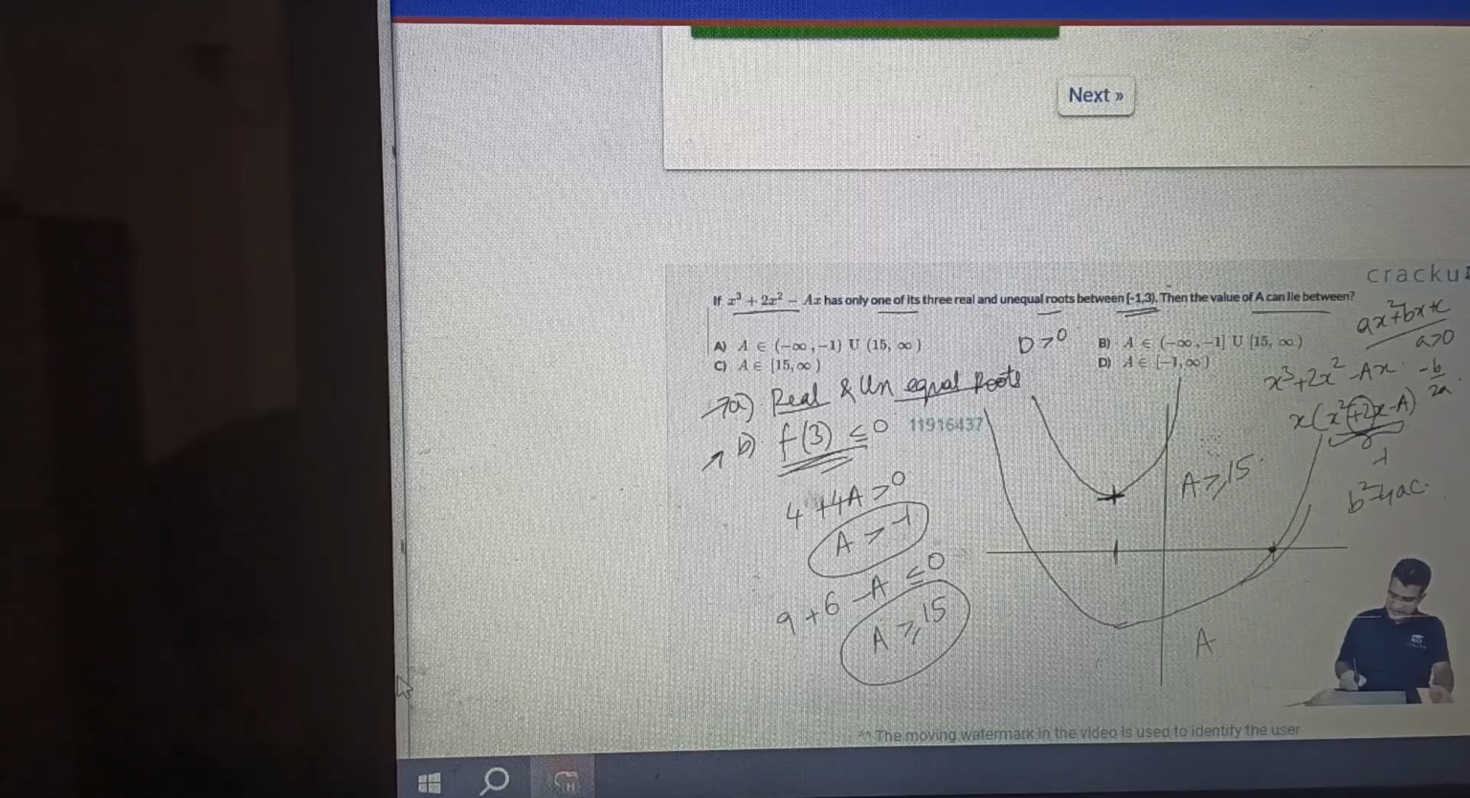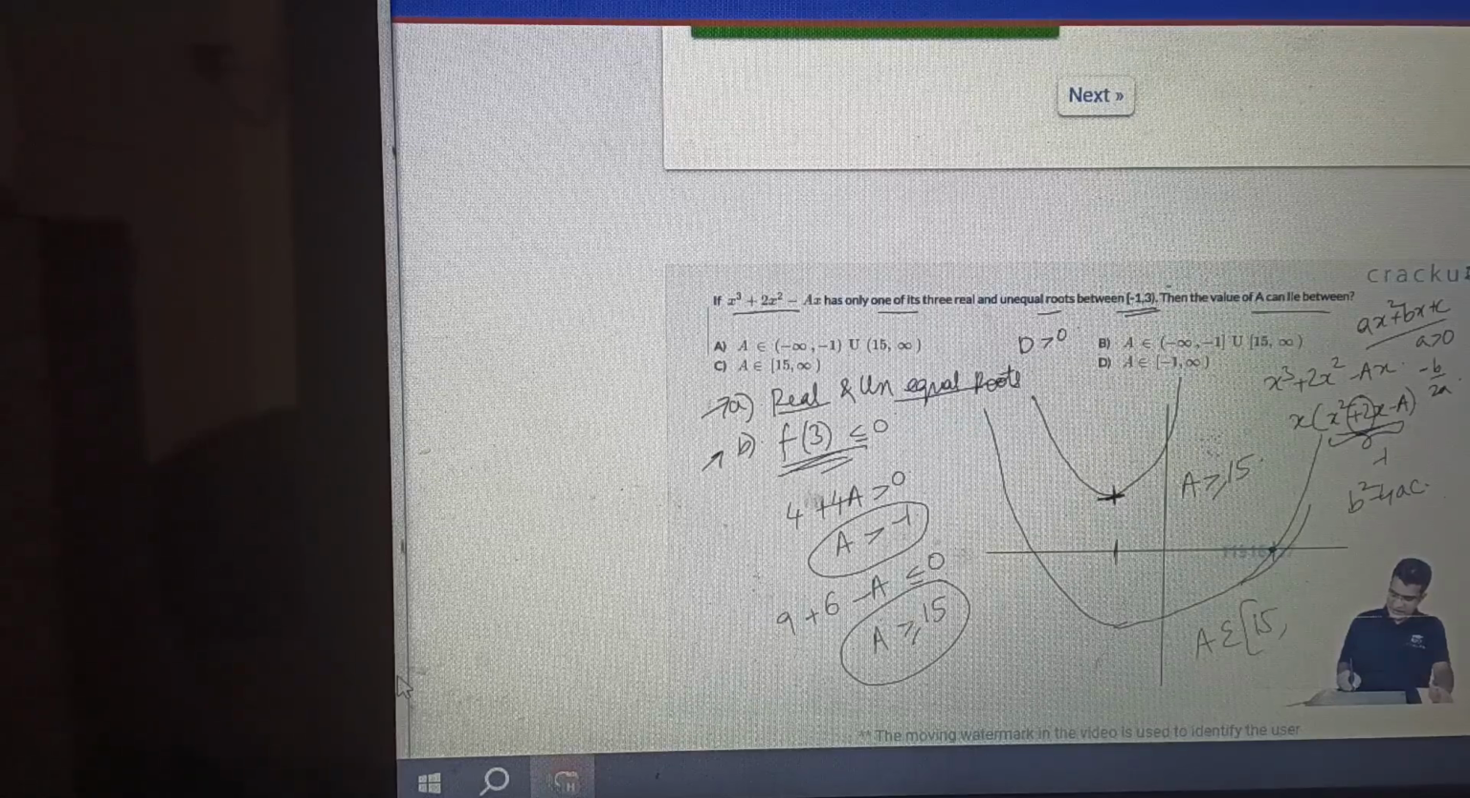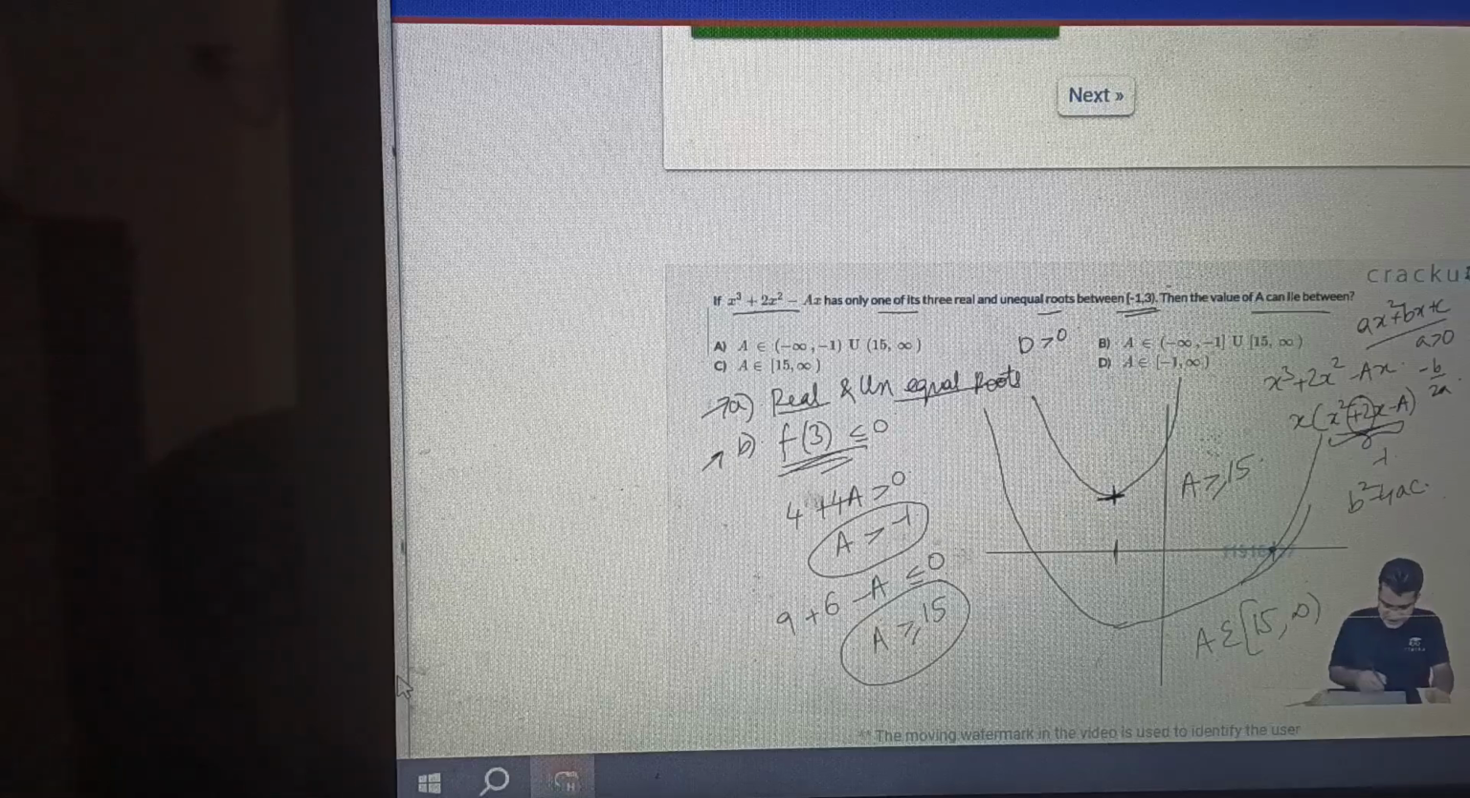So the value of a has to belong to 15 to infinity. So the correct option is option C.